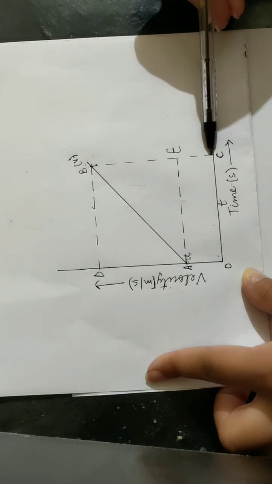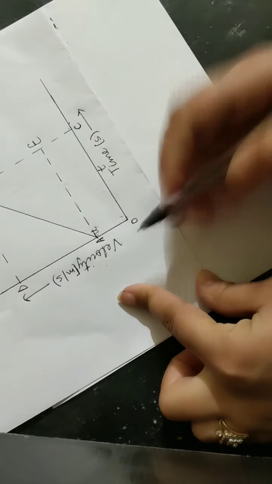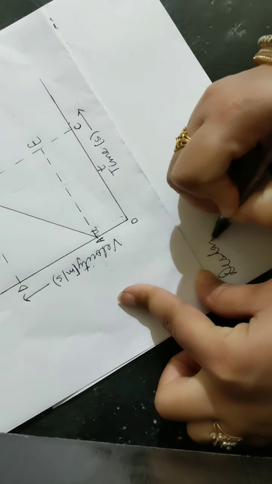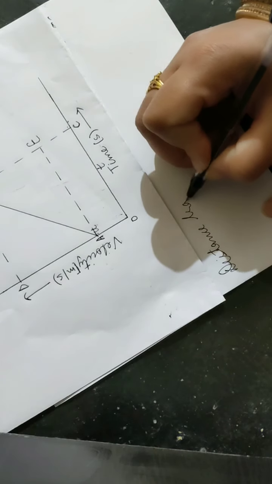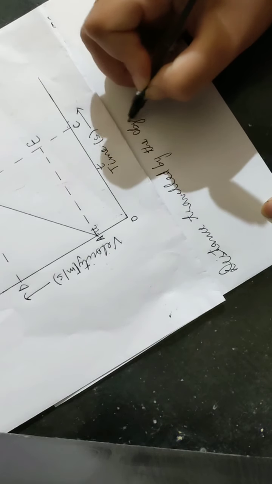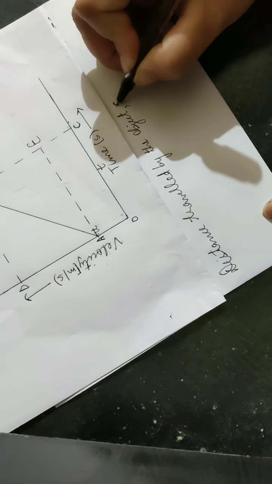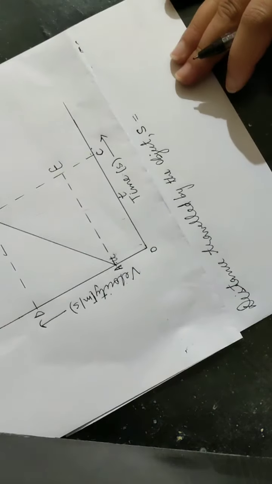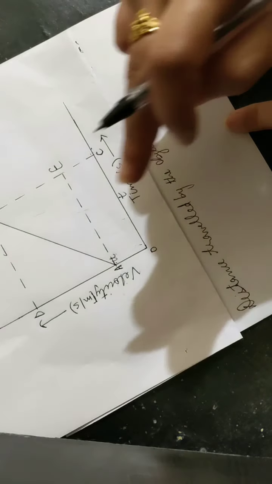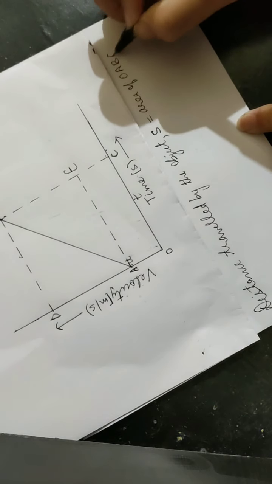Therefore, the distance traveled by the object is represented by S. What is S? It is the distance traveled by the object. It is equal to the area enclosed within this boundary O, A, B and C. That is, area of OABC.